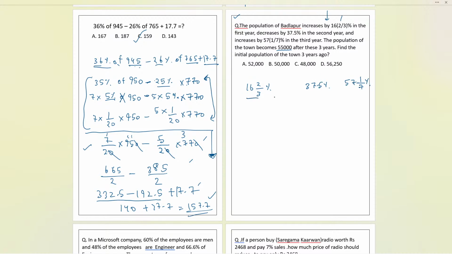So I'll try to convert these numbers into what? Again, the fractions only. So in fraction, if I tell you, it will be 16 2 by 3. Yesterday only I told you to learn. So it is 1 by 6. Okay, it is 1 by 6 in fraction. Percentage to fraction. So I have given over here.